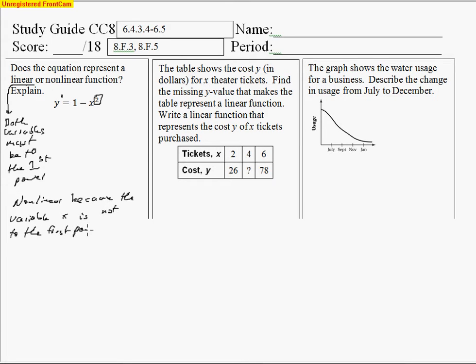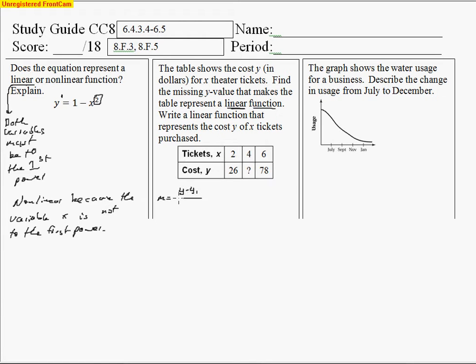On the next problem, it's kind of like what we had been doing in the past, where we're trying to write an equation, but we're also trying to solve for this unknown. It says the table shows the cost y in dollars for x theater tickets. Find the missing value y that makes the table represent a linear function. Whenever we are dealing with a linear function, we can find out if we're going to have a constant rate of change, which is a slope, and that's what I'm going to find first.